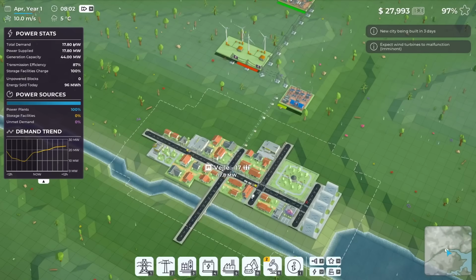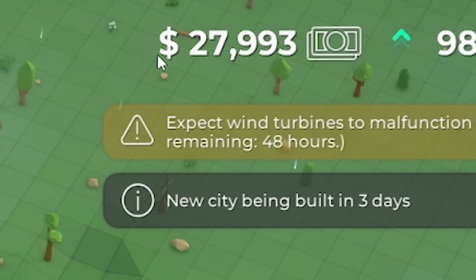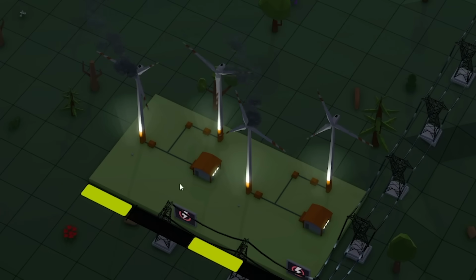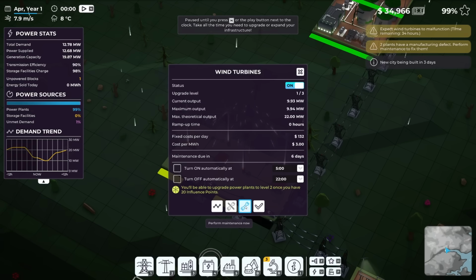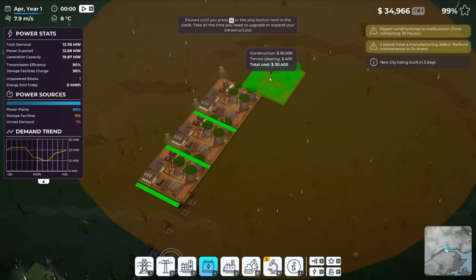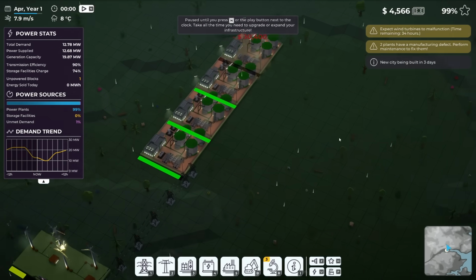Oh, I don't know what that shaking was, but let's fast forward. We haven't got 30 grand. Right, there you go. The wind turbines have malfunctioned. So we can say perform maintenance on those. It'll be offline for 3 hours, and the same on that one. And I might just build another storage. All out storage, I say.